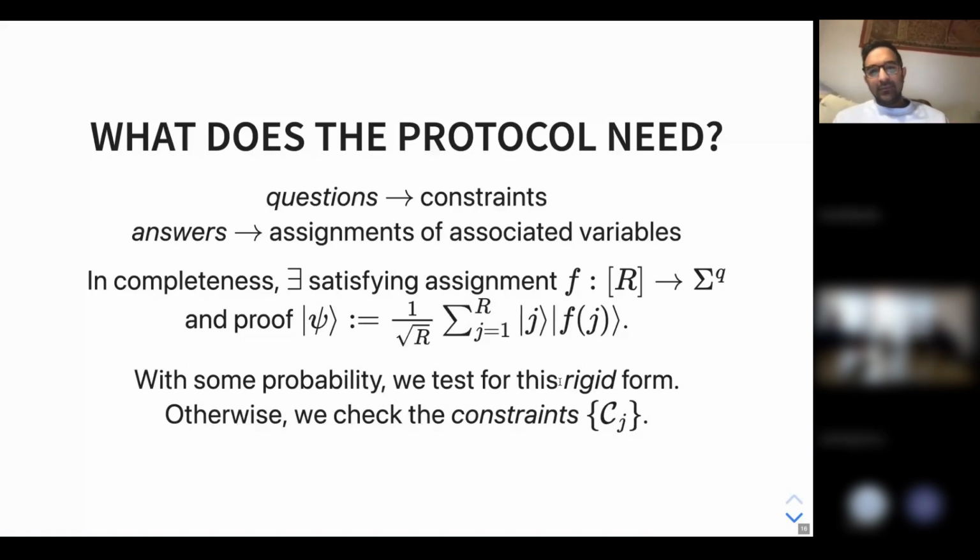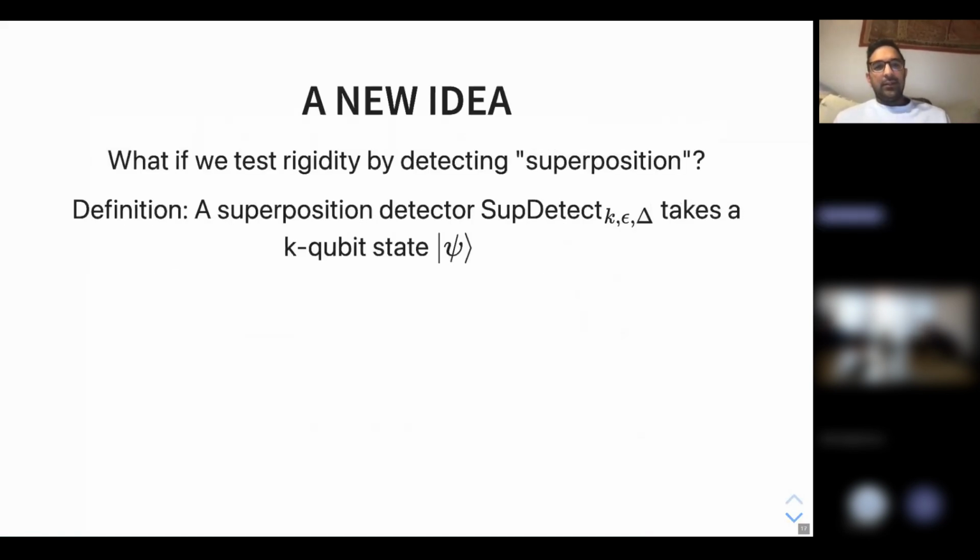Okay, so the question is, how can we test for this rigid form? And I thought through, okay, what are the different ways people are testing this rigid form? So I came up with this new idea, which is, what if we test it by testing this other funny property, which is, I'm going to test superposition. Okay, this is another crazy idea to go with a crazy idea.